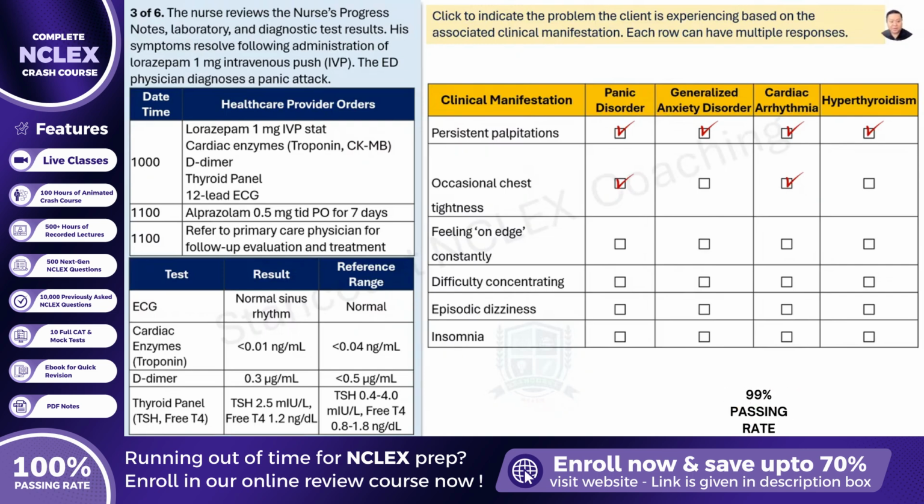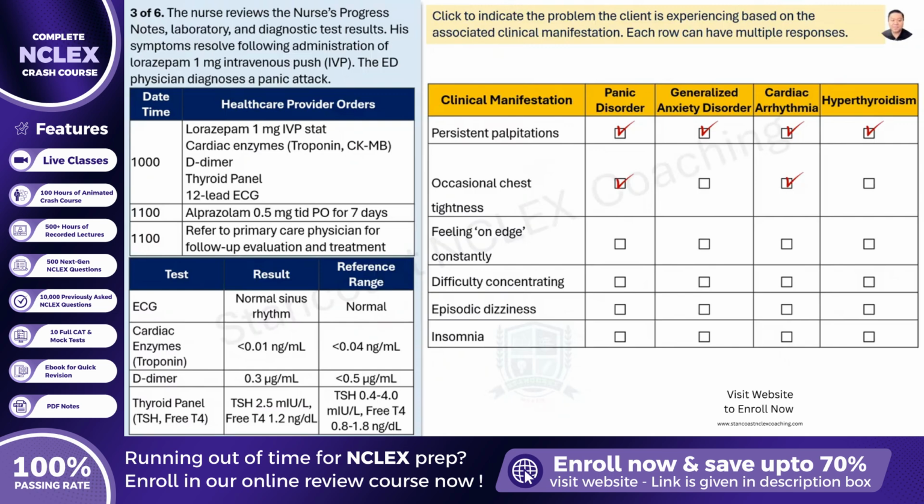So the other options or other conditions are incorrect here. Occasional chest tightness is not really associated with GAD, because GAD is more about mental tension than physical sensations. And symptoms like chest tightness are not central to generalized anxiety disorder. So this would show a misunderstanding of GAD's clinical picture.